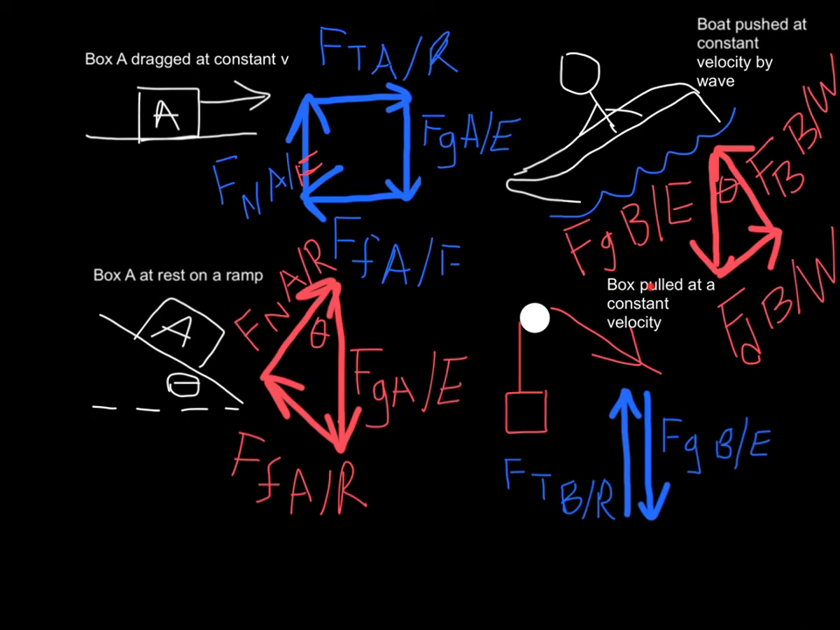Alright, finally, there's a box over here. There's a box pulled at a constant velocity up and over a pulley. Now, whoever is pulling it over here, or whatever is pulling it over here, is not touching the box. So don't get fooled by this thing.